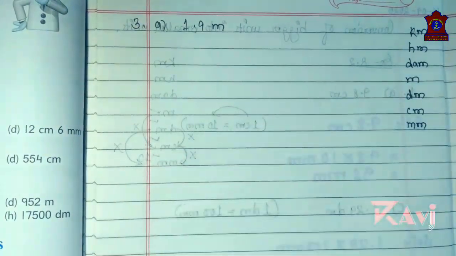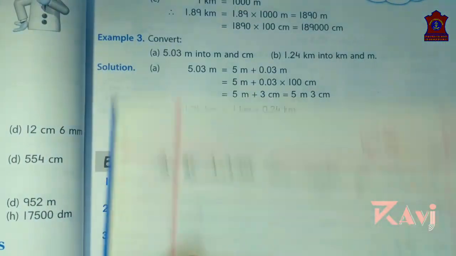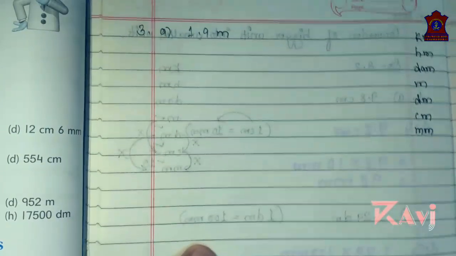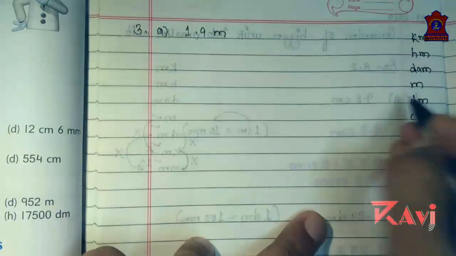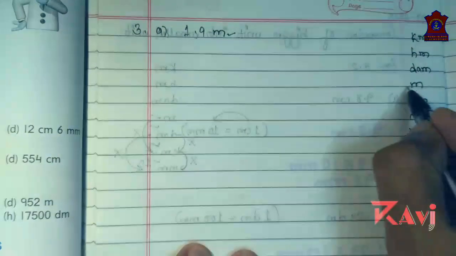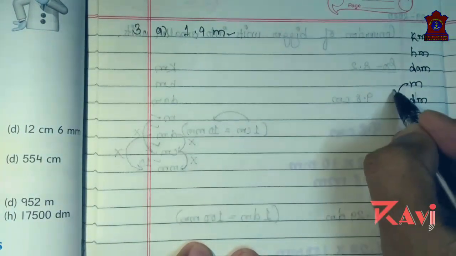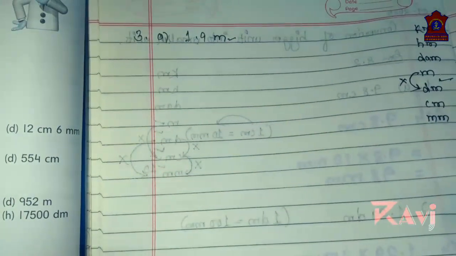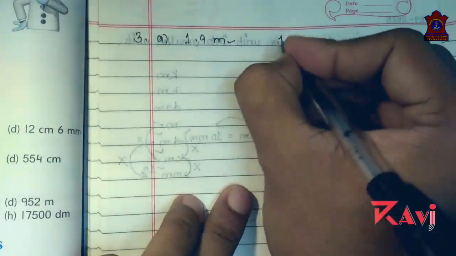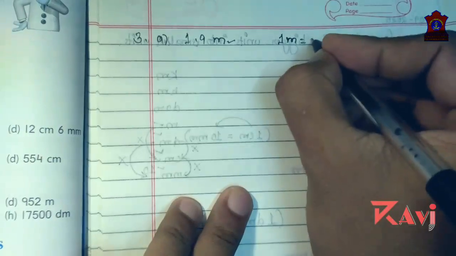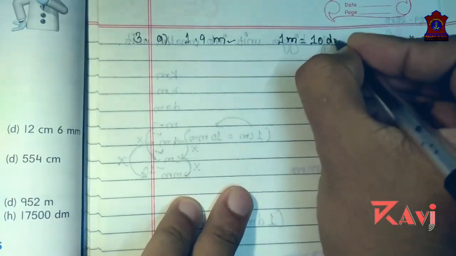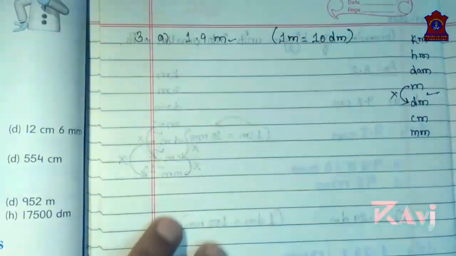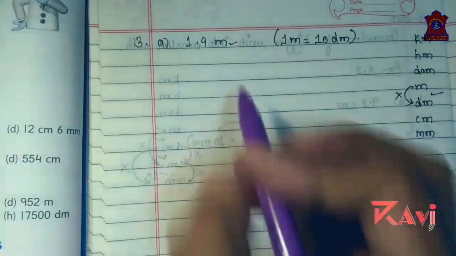Now say the question is asking you to convert into decimeter, and the question is given in meter. So we are coming from meter to decimeter. Multiplication, and the difference is of 10 only. So here you can write 1 meter equals 10 decimeter. dm is the decimeter.